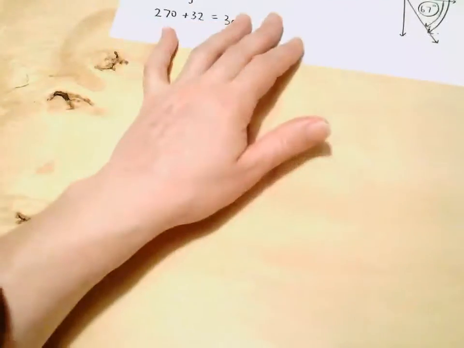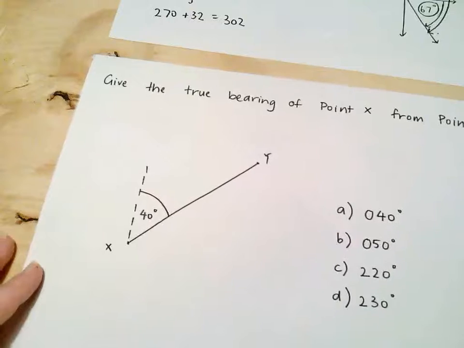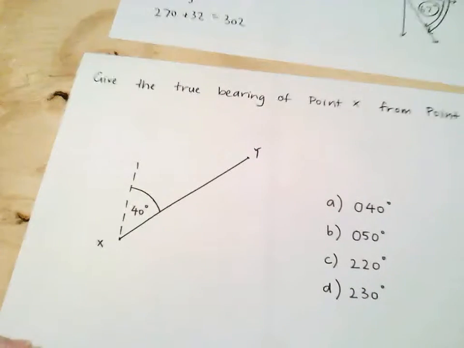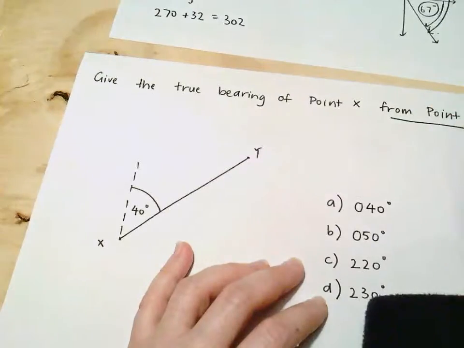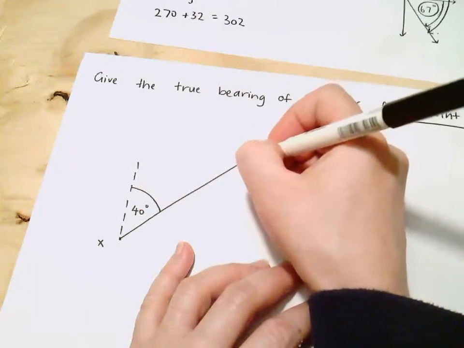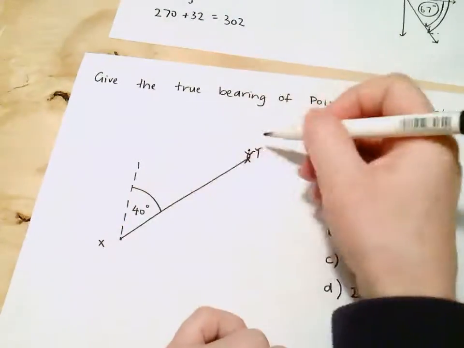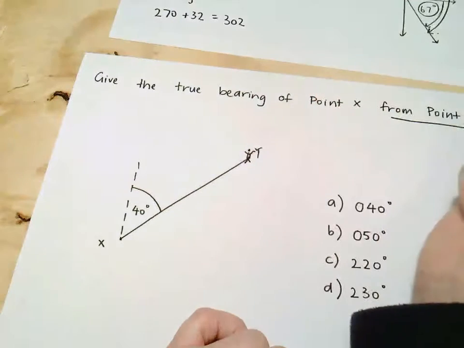Alright, so your turn to have a go. This one here says, give the true bearing of point X from point Y. So again, from point Y means I'm standing at point Y and I'm looking at point X and I need to give that particular bearing. Have a go.